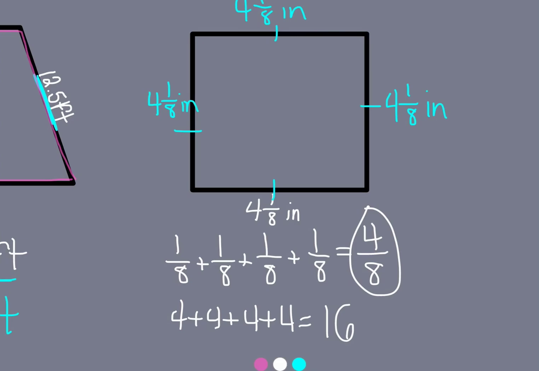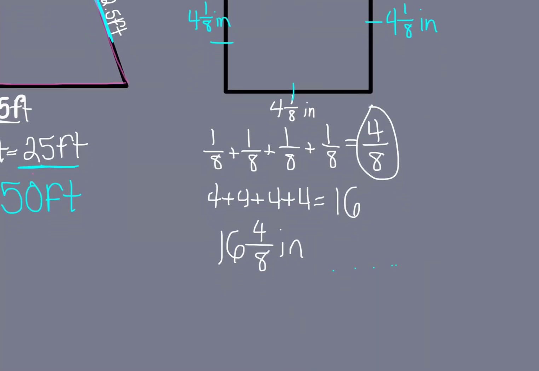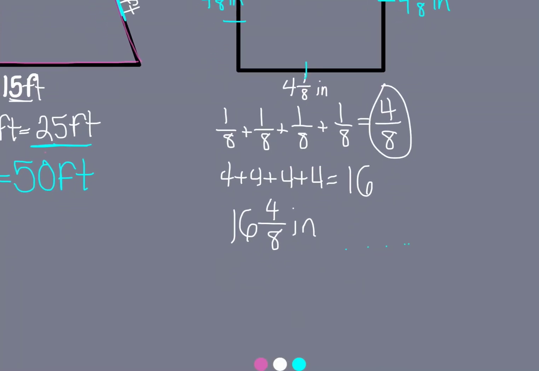If I put it all together, that's going to be 16 4/8 of an inch. Unfortunately, your answer is not going to be that because 4/8 is not simplified. So you actually have to simplify 4/8. What can I divide both 4 and 8 by? What's a common factor? The biggest one they have is 4. 4 divided by 4 is 1. 8 divided by 4 is 2. So my final answer is 16 1/2 inches.